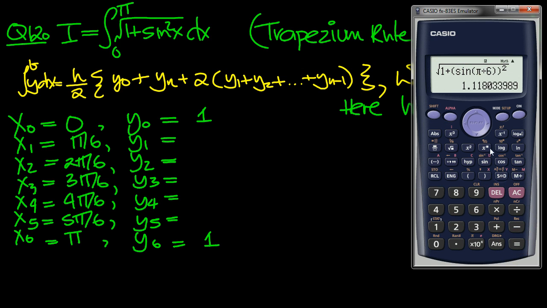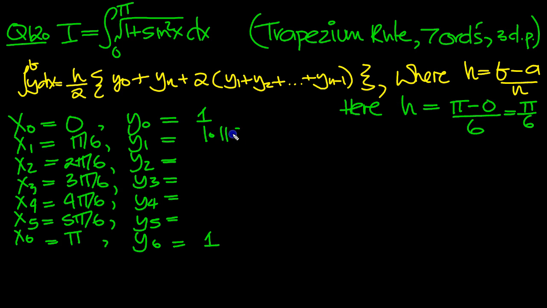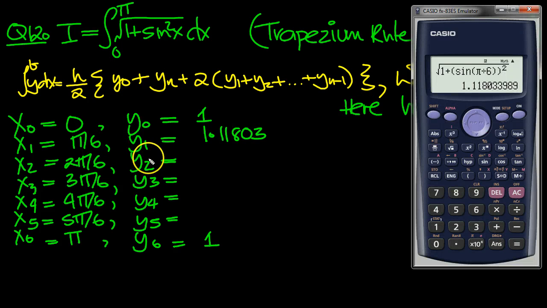Equals 1 point. Now, the answer needs to be to 3dp, so if we work to 5, we should have a sufficient margin of error, shouldn't we? So let's do that. 1.11803. Next one. Now the next value is 2 times pi over 6, so we just need to put in a 2 times here. And then we get the answer 1.32288, and that 7 rounds up because that's a 5.